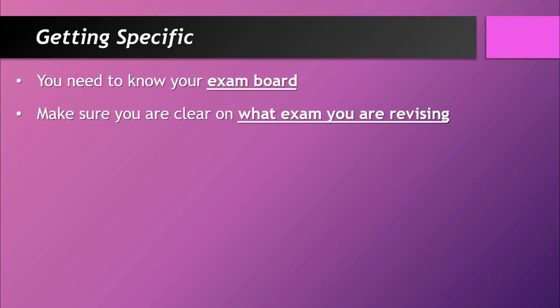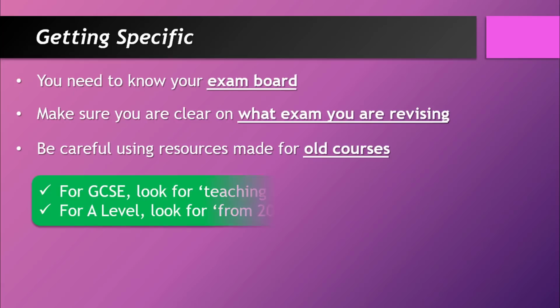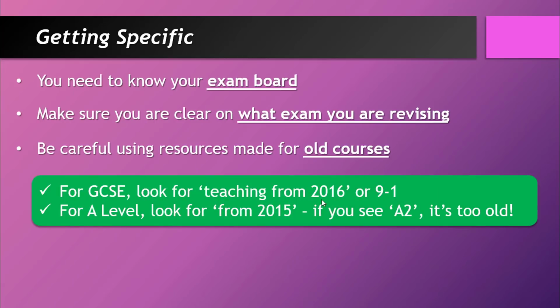And a third, maybe less obvious point, is you've got to be careful if you use resources made for old courses. So you've got to bear in mind that the GCSEs and A-levels get refreshed every few years. There are previous courses, they had slightly different contents, even if it was the same exam board, so be a little bit careful. So if you are doing GCSE computer science, you want to look for from 2016, that was when it was first taught, September 2016, or 9 to 1. Previously they were on the A star to U scale, so now they're 9 to 1. And also for A-levels, it was from 2015, they were slightly earlier.